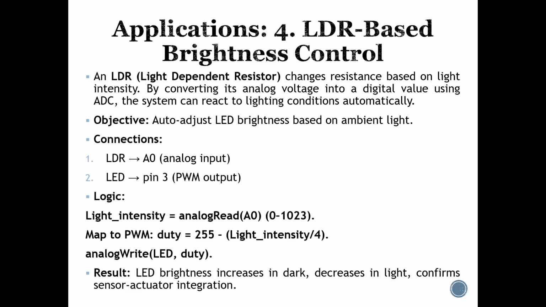The next step is LDR. In this step, I used an LDR to sense ambient light. By reading its analog value using analogRead A0, I mapped the sensor input to a PWM output controlling the LED brightness. This created an automatic brightness control system, dimming lights in bright conditions and brightening them in the dark.